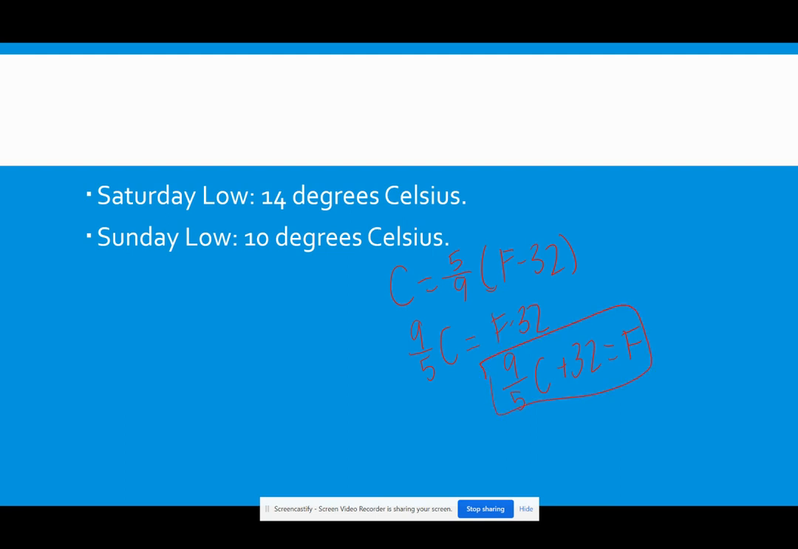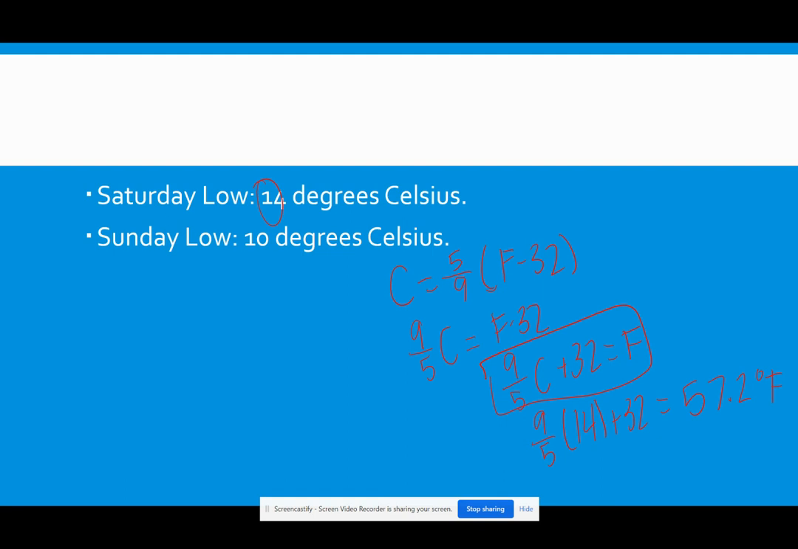But now I want to find what the Saturday low would be in Fahrenheit, given that I have 14 degrees Celsius. So I'm going to plug that in for C. And when I do that, I get a decimal. Let me plug this into my calculator. Do 9 times 14 divided by 5 plus 32 gives me 57.2 degrees Fahrenheit. If you do not write degrees Fahrenheit, I am taking points off. I want you to be very specific, degrees Fahrenheit.